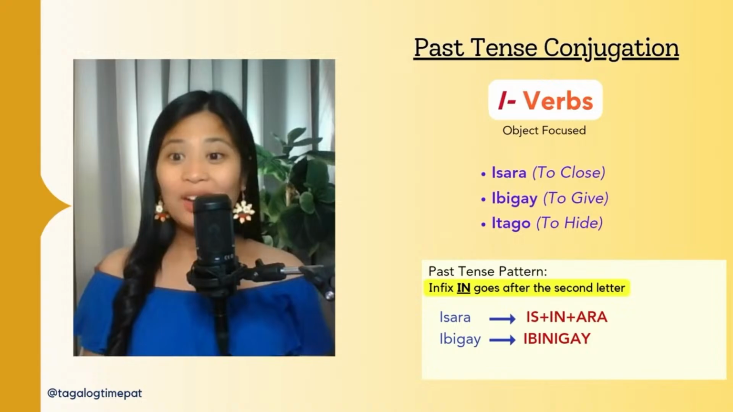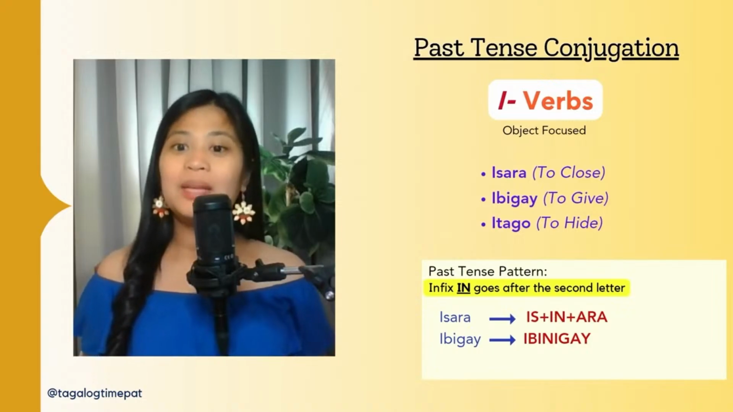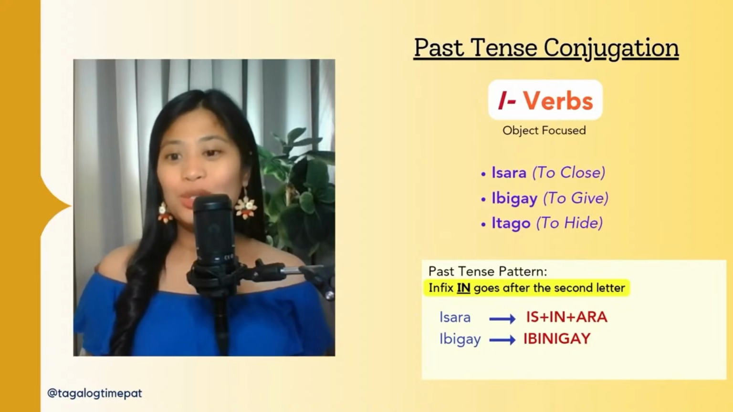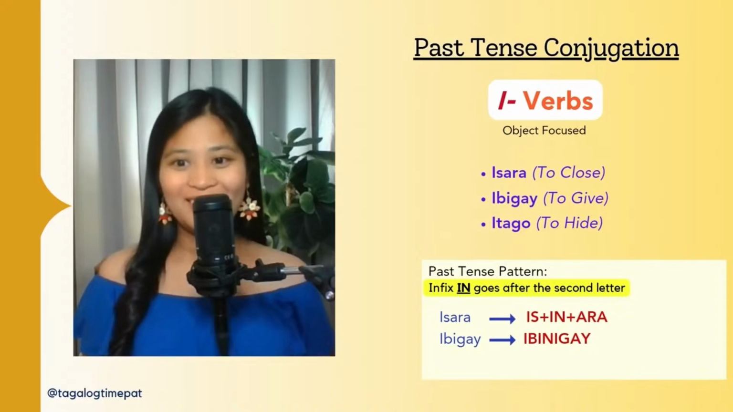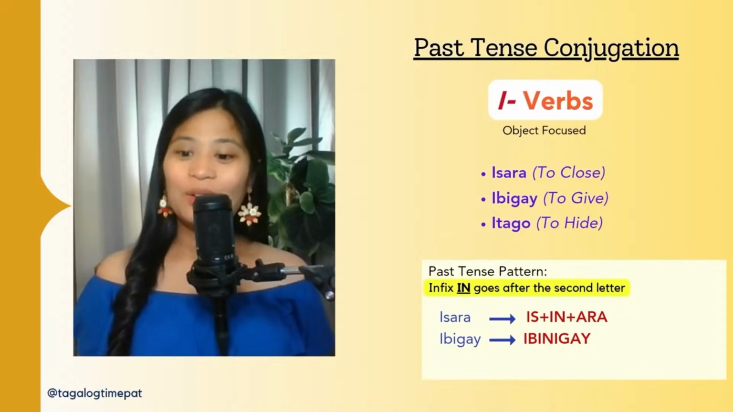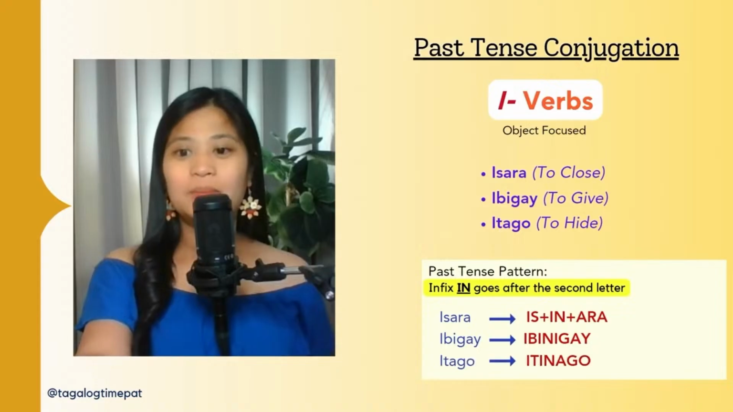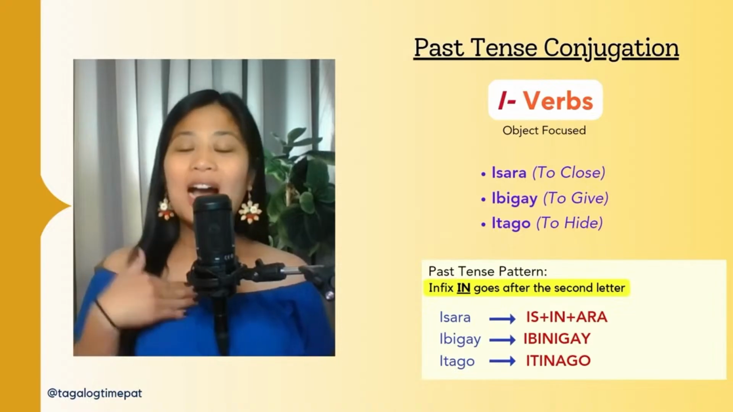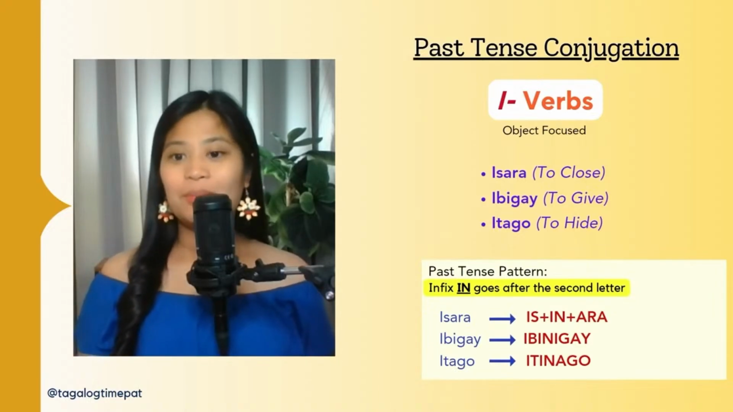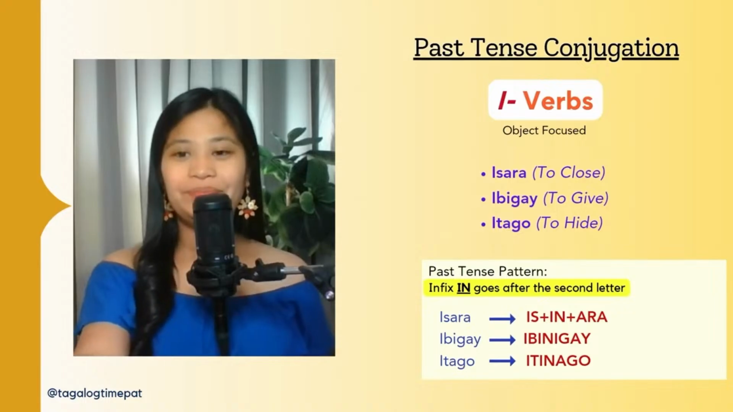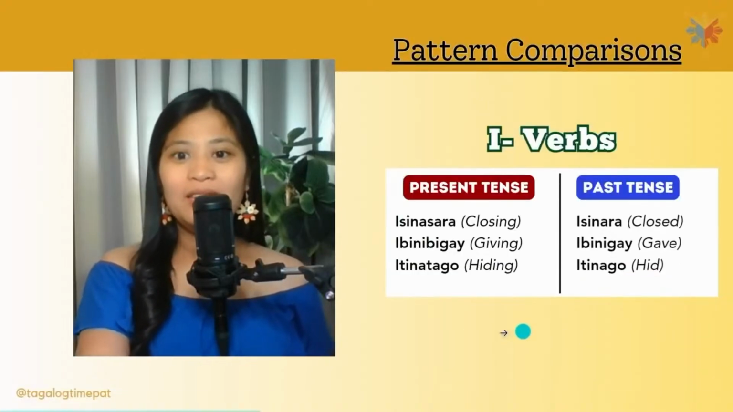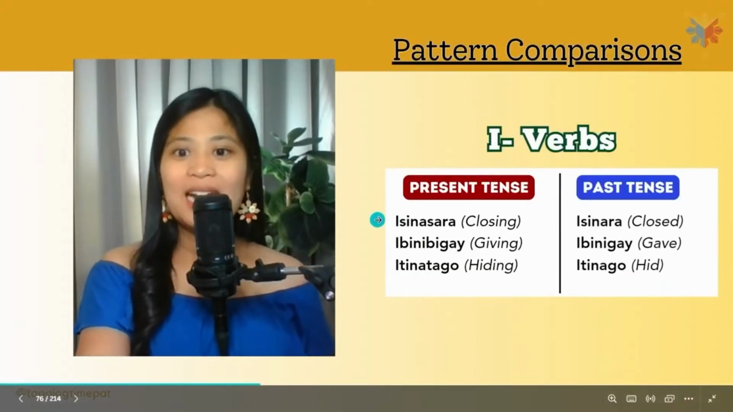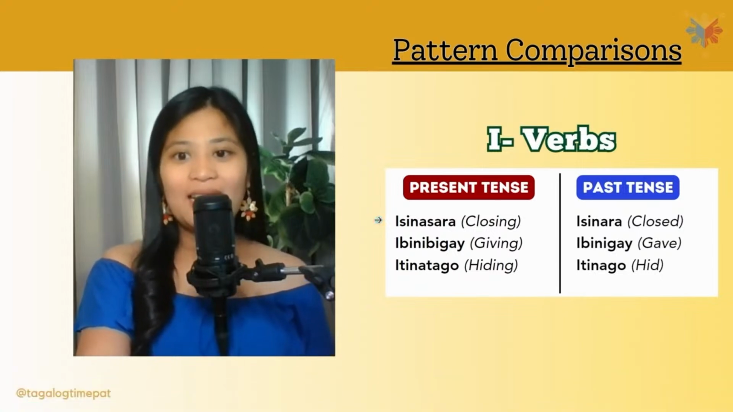What do you think itago, to hide, will be in the past tense? Remember to just use this pattern that we learned. Itago in the past tense becomes itinago. The in just goes after the second letter. Itinago ko, I hid something. Now let's compare. In the present tense, isara is isinasara, closing.